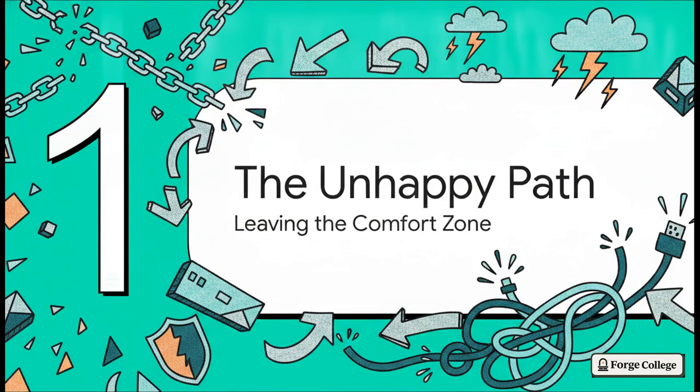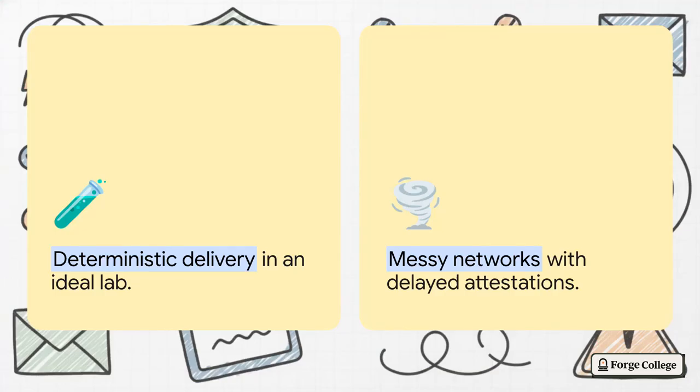Section 1. Exploring the unhappy path. Okay, let's dive right into this because it is officially time to leave our comfort zone. We've successfully parsed attestations on the happy path where everything works perfectly the very first time. But we really need to face reality here. In your ideal developer environment, you hit enter, things happen instantly, and it's beautifully deterministic.